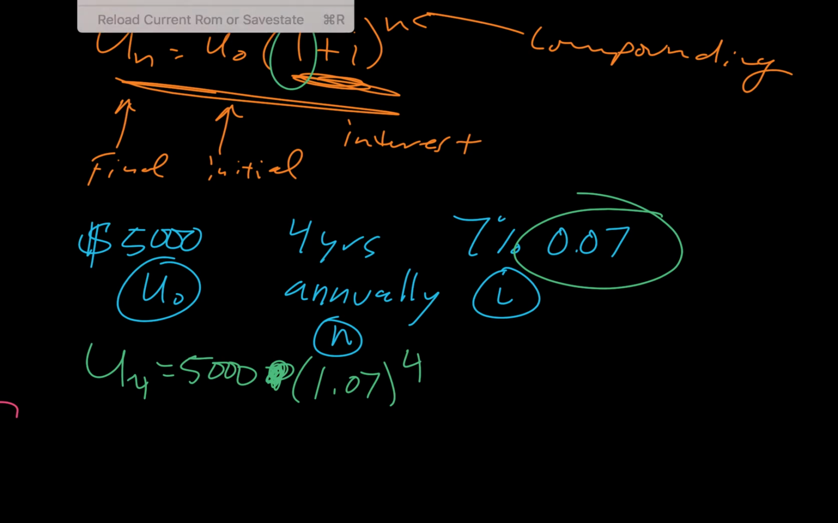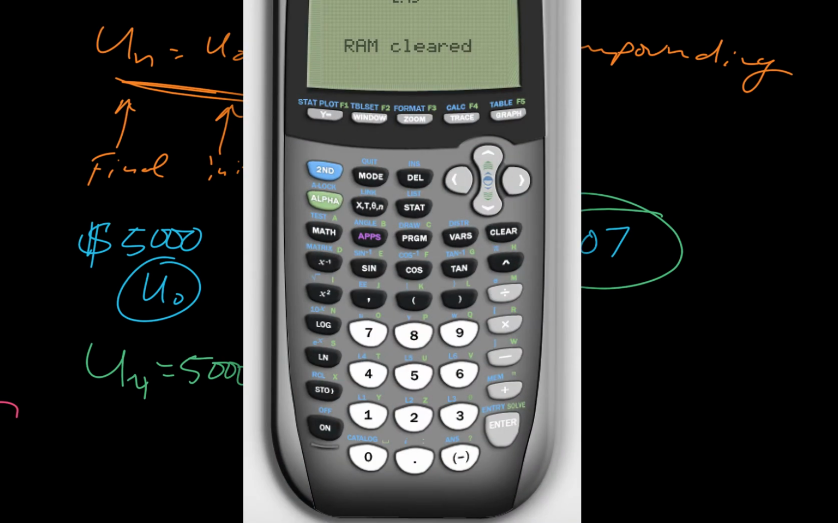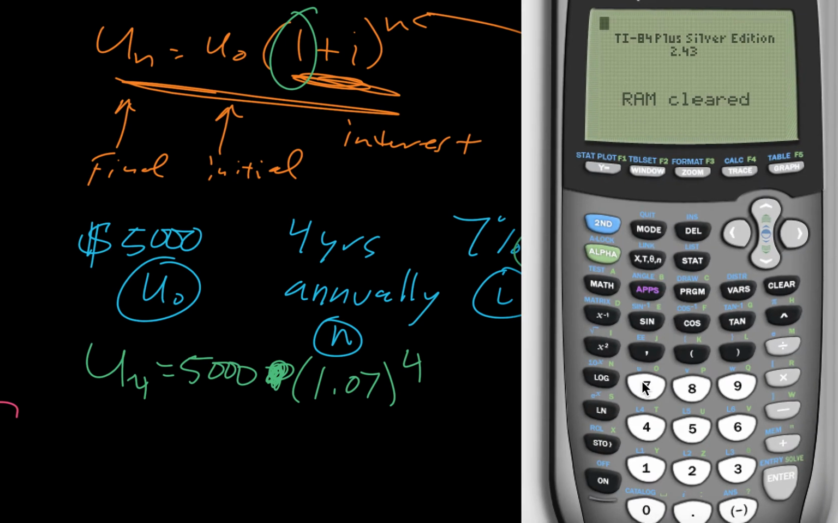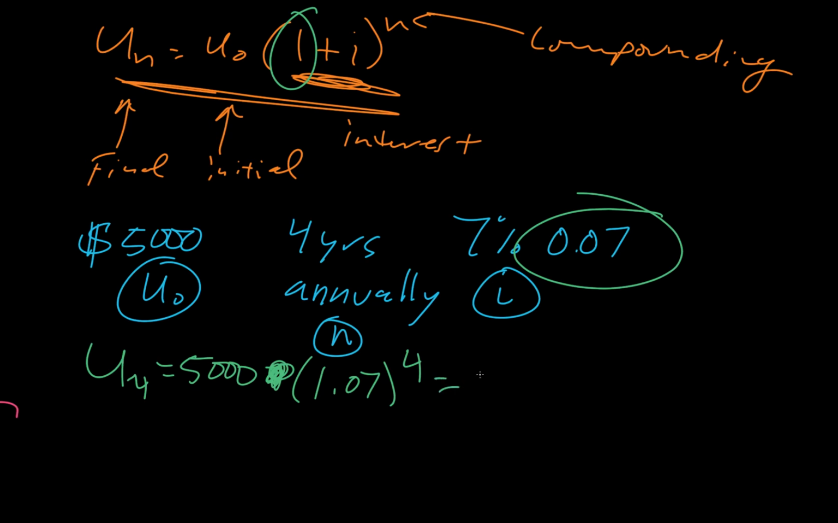Okay, so we come to our calculator. I guess I gotta open it. I don't know where it went. There we go. And we just type it in. So we say 5,000, parenthesis, 1.07, raise that to the 4, and we get 6,553.98. So that's the total amount that would be in the account. And that's what the first part asks for.